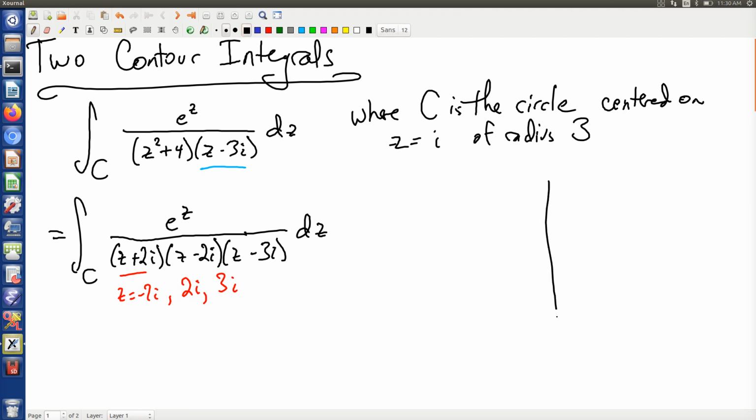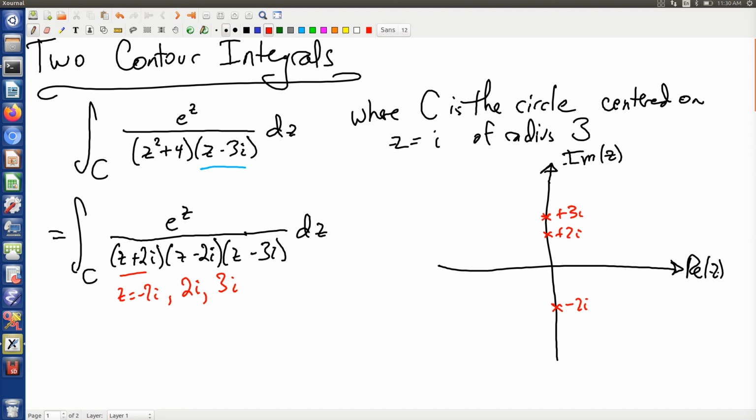Okay, to use the residue theorem, we want to know which of these poles gets enclosed by our contour, our circle, because those are going to be the ones that factor into the integral. So z equals minus 2i, where's that guy? Minus 2i, that's here. Plus 2i is here, so this is minus 2i and plus 2i. And there's the plus 3i.